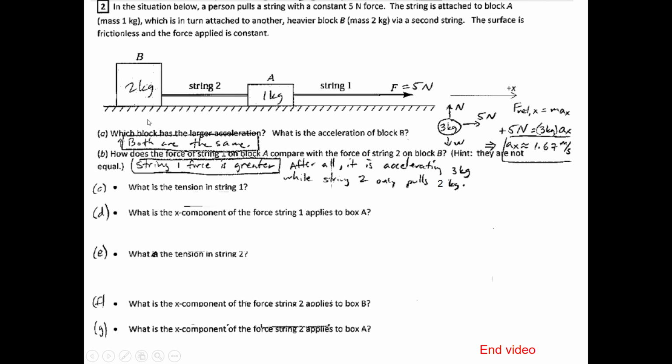That's not so simple when you start talking about string 2. So I want you to try to answer the other parts of this, and we'll be back with the solution.